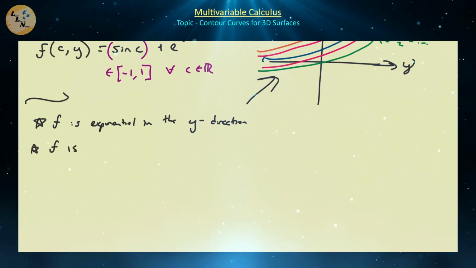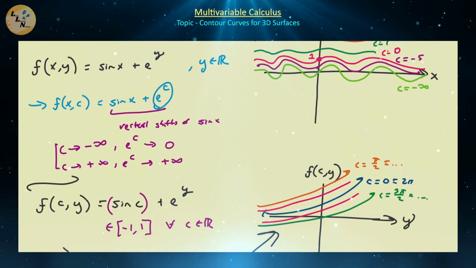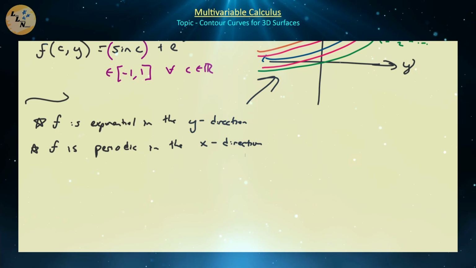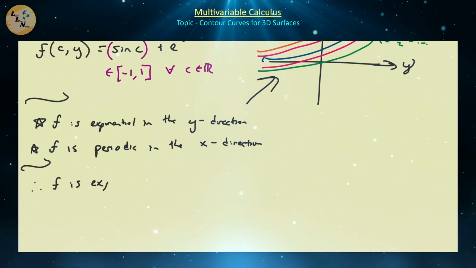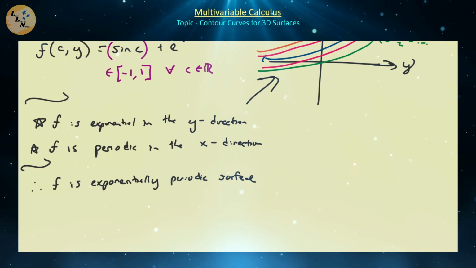And f is periodic in the x direction. Those are those little sine waves that I drew up in this little graph with the orange, green, red, purple, and green. Therefore, from these two, we can say that f is an exponentially periodic surface. So what does an exponentially periodic surface mean?